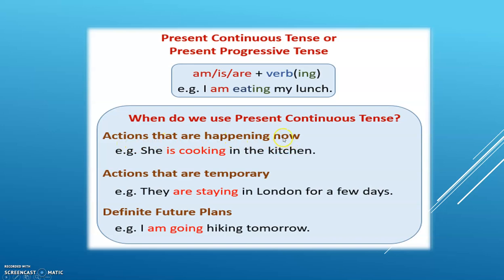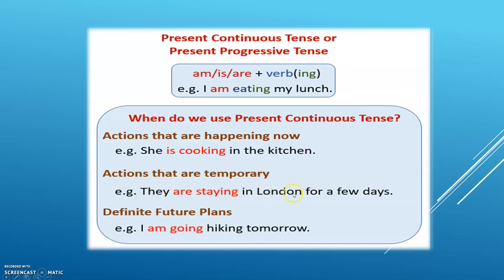Present में हो रहा है. Happening now. She is cooking in the kitchen. Action is going on. Is cooking. So what are you putting? ING. ING means continuous, progressive, children. ING. लेकिन किस में है वो? Present में है. It is in present tense. Is. ठीक है?